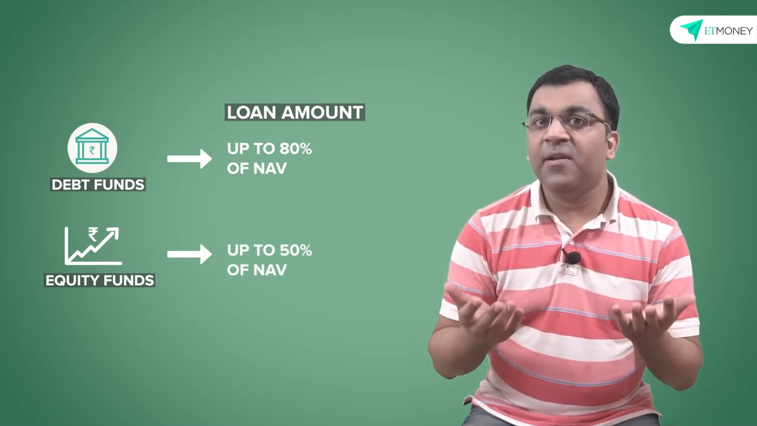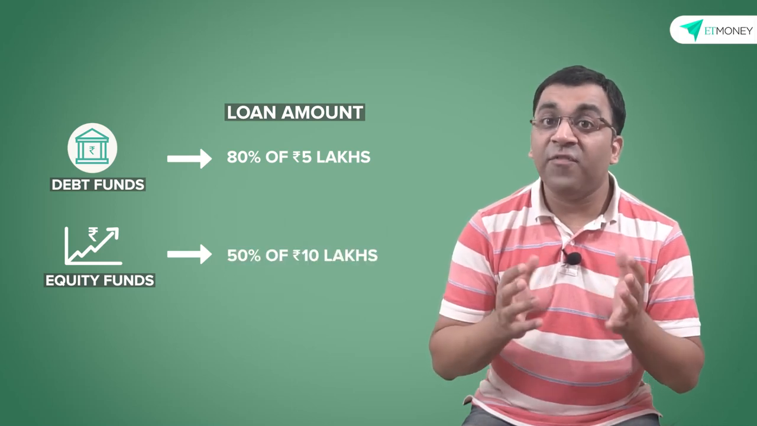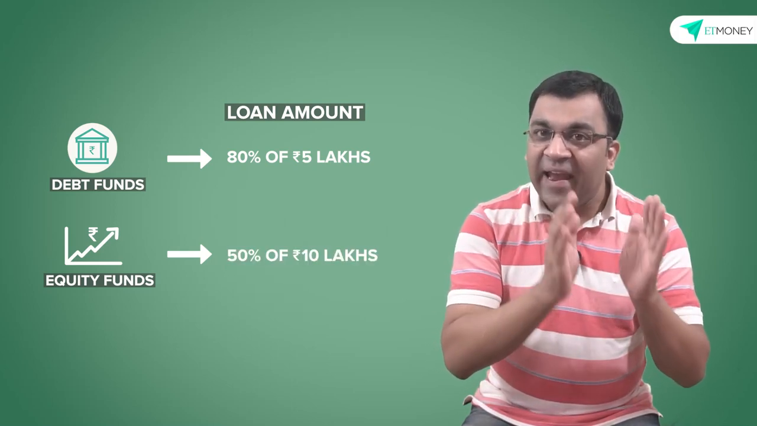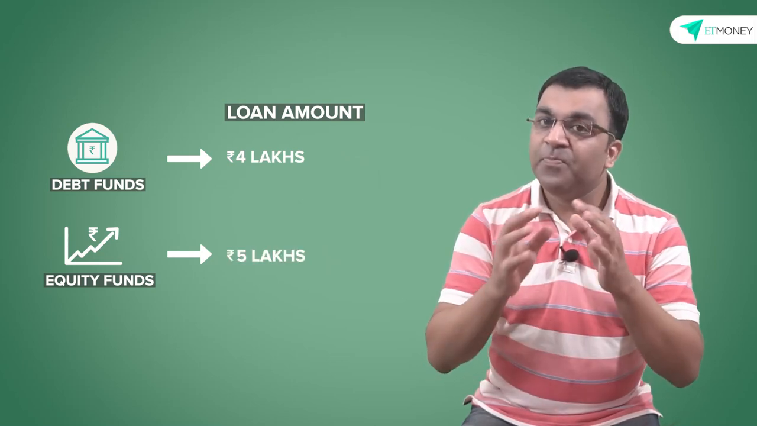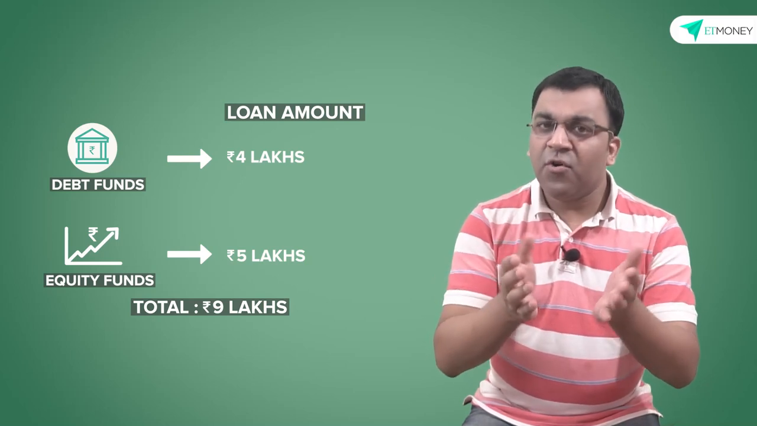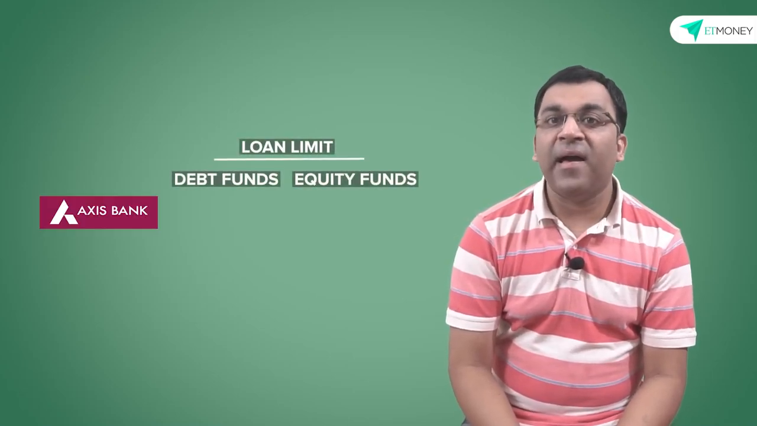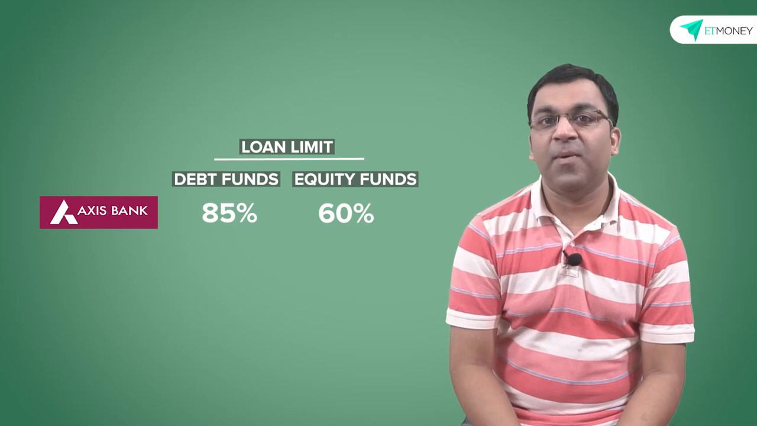So as an example, if you have 5 lakhs of debt funds and 10 lakhs of equity funds, then that's 80% of 5 lakhs plus 50% of 10 lakhs, which comes to a maximum loan limit of 9 lakhs. Of course, this percentage changes from bank to bank depending on their internal underwriting and pricing policies. For instance, Axis Bank offers higher limits for debt funds and equity funds at 85% and 60% respectively.